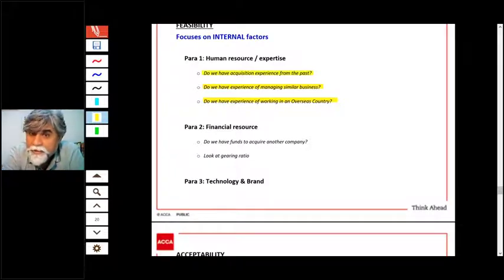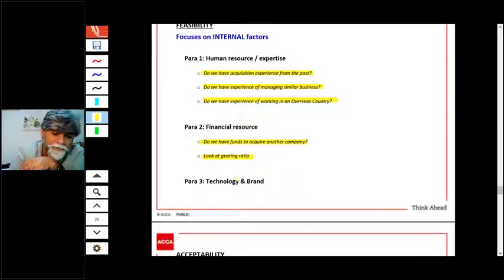Financial resource: you will see whether you have the funds to acquire. Listen guys, we are talking about acquisition, and acquisition needs money, lots of money. If you are broke, if you don't have $10 in your pocket, don't even bother to think about acquiring a company. You're wasting your time. So it is very important that we analyze at this stage whether the company has funds to acquire another company. We may look at the gearing ratio if the financials are given. If the gearing is low, that means we can raise funds. If the gearing is high, then we will struggle to raise the funds required to acquire the company.